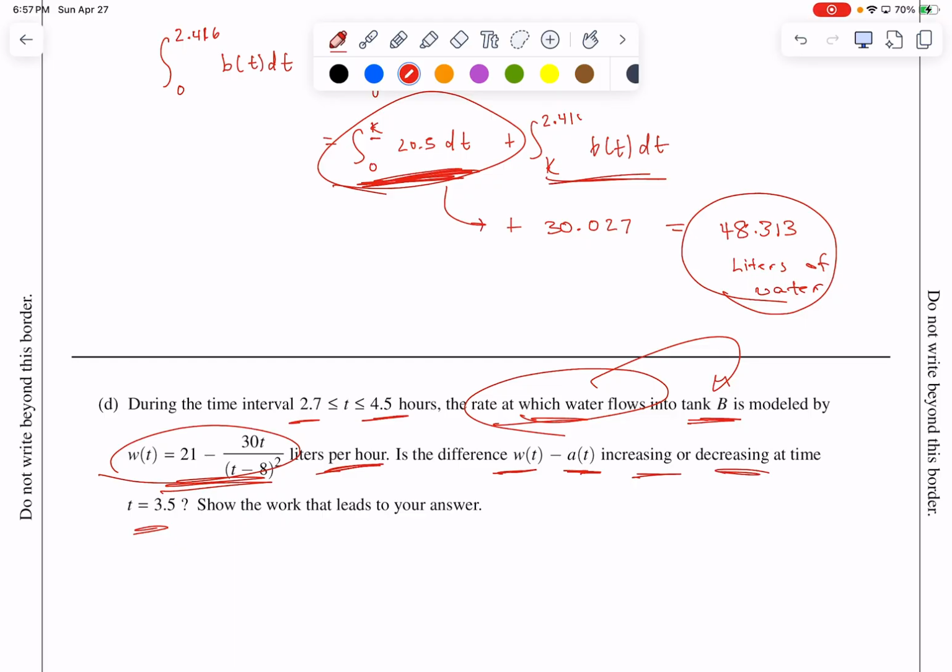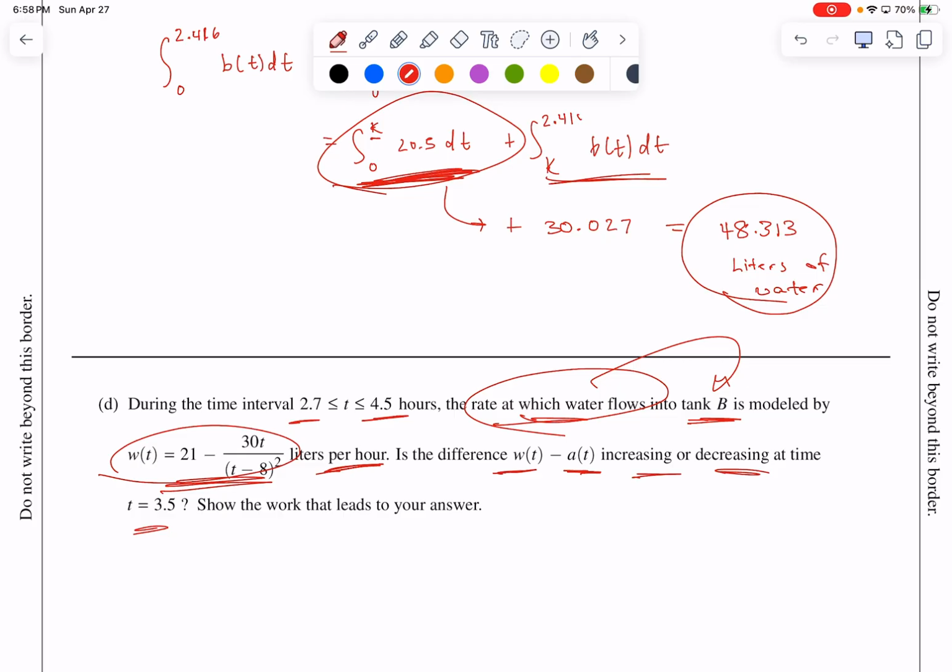That's not too bad at all. Now, here's what you have to be careful of. Okay, I'm going to read it again before you do anything, and you tell me what you think you need to do. I'm not going to tell you. You tell me. It says, during the time interval from 2.7 to 4.5, the rate at which water flows into tank B is modeled by this equation in liters per hour. Is the difference of W of T, little w, minus little a, increasing or decreasing? How do you figure out if something is increasing or decreasing?